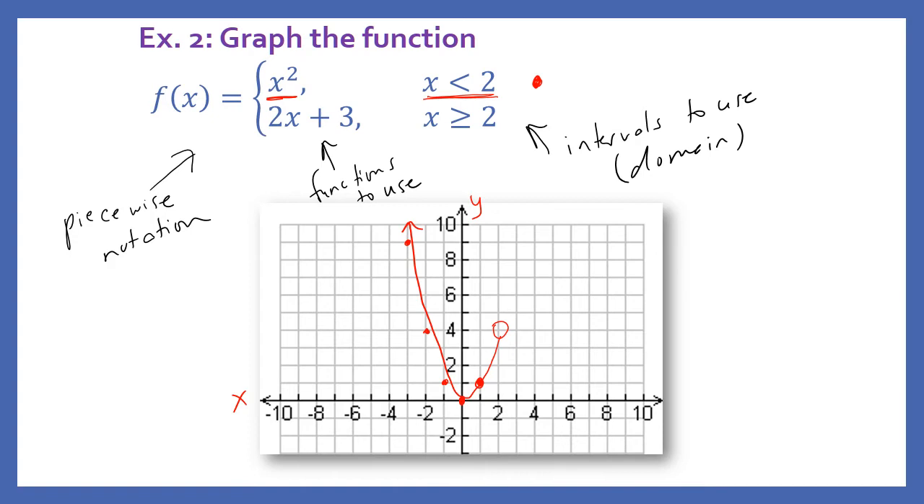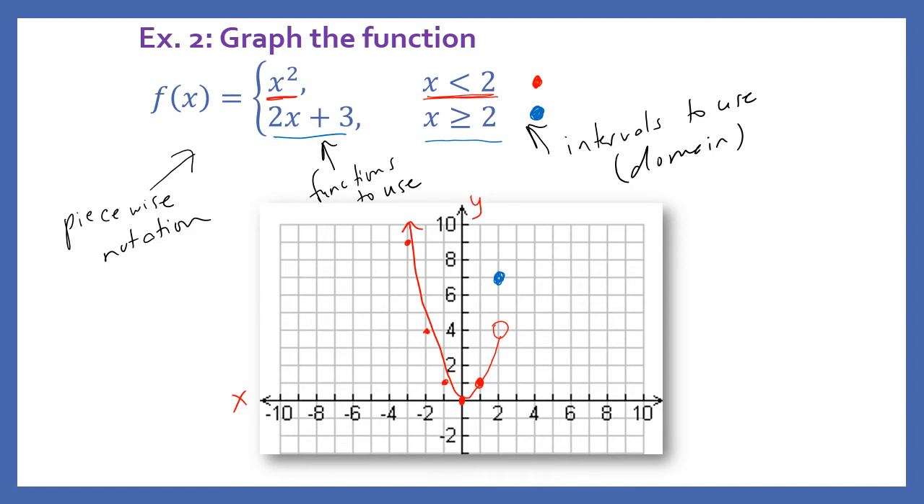Our next piece, I'll do it in blue. So you're going to pick this function, which is linear, 2x plus 3. And you're only going to graph that on the domain greater than or equal to 2. So again, you start at that boundary point at 2. So put 2 into that function. 2 times 2 is 4, plus 3 is 7. (2, 7). And since it's greater than or equal to, it's going to be a closed dot.